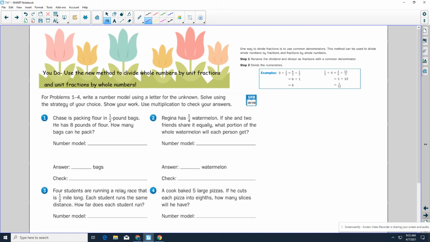So it says: write a number model using a letter for the unknown. The unknown would be your answer to start out with. Solve using the strategy of your choice. Show your work. Use multiplication to show your answers. So let's look at the first one together.